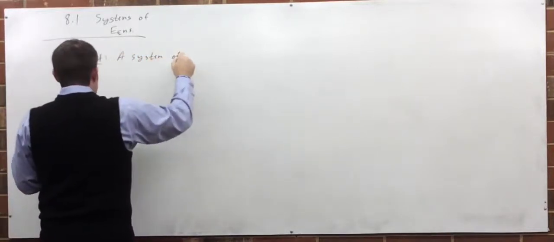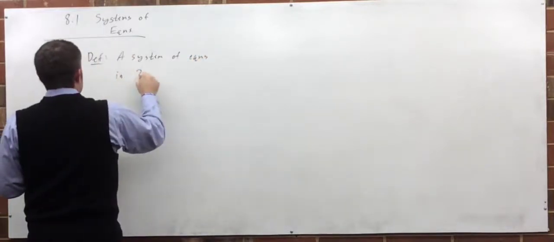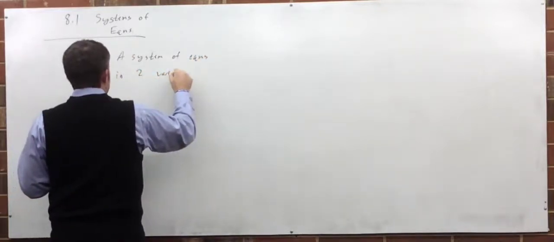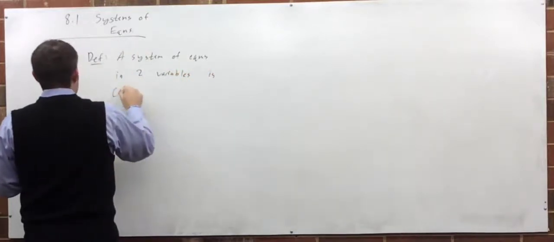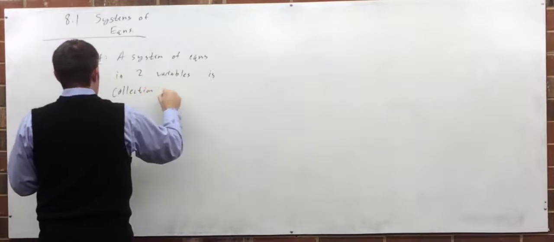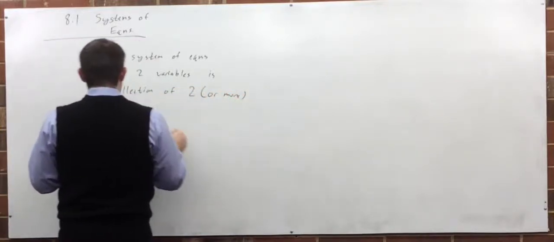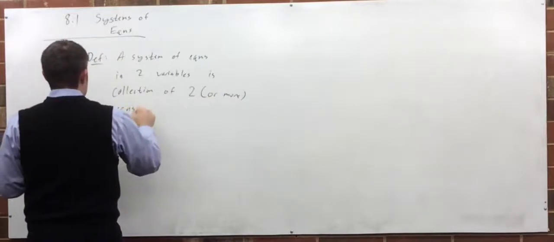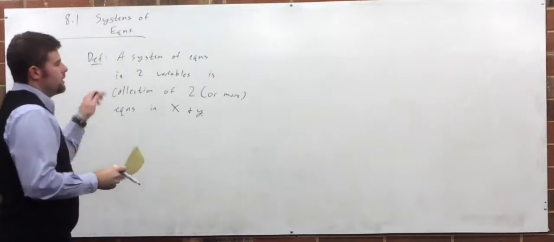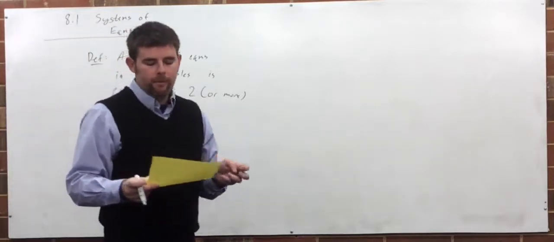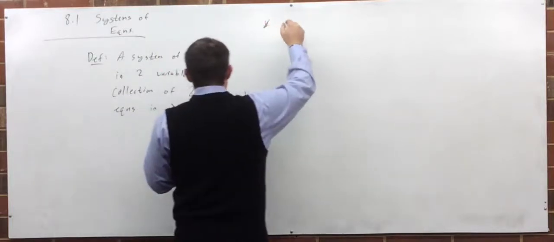A system of equations in two variables is a collection of two or more equations in x and y. So this is just a standard definition of a system of equations. What I want you to pay special attention to is the next two notes.